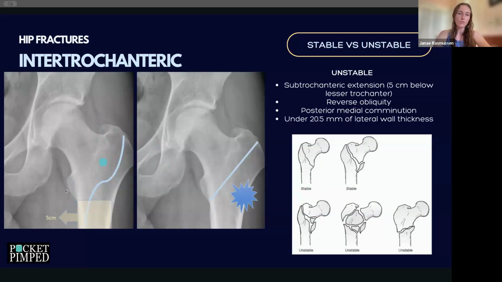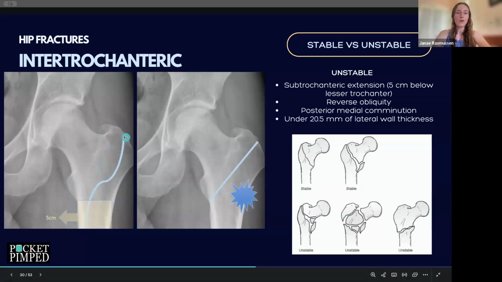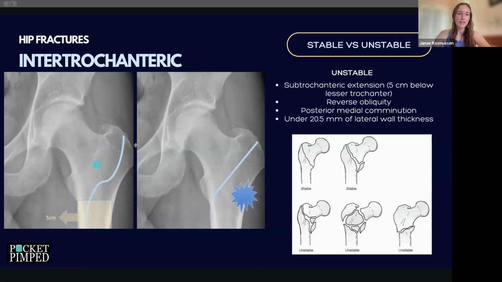Now, it's not always directly going across. You might see ones that have what we call subtrochanteric extension. You might see ones that look a little more basicervical, meaning they come from the greater trochanter and go across to above the lesser trochanter.